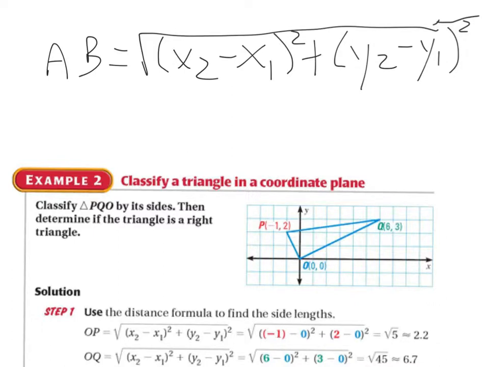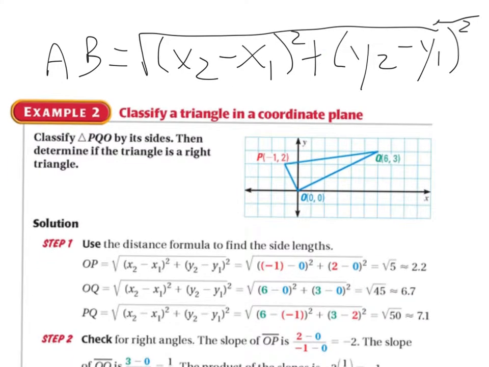So we put that in, we have our -1 minus 0, which is obviously -1 squared, which will be 1, plus 2 minus 0, which is 2, squared, which is 4. So we add those together, we get the square root of 5, which is converted to about 2.2. Okay, let me move the rest of this up here.